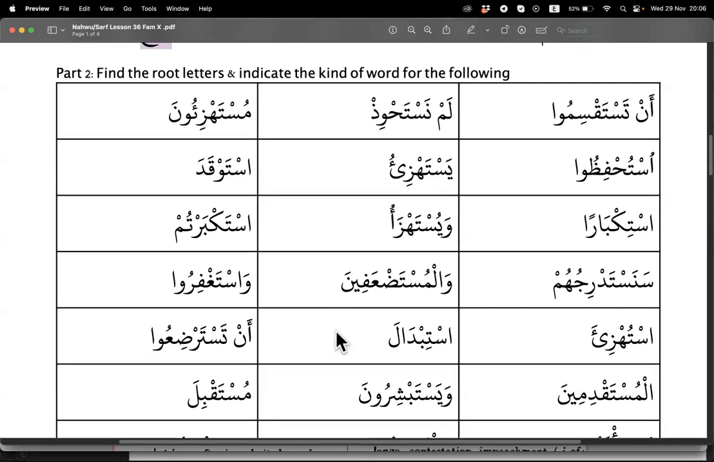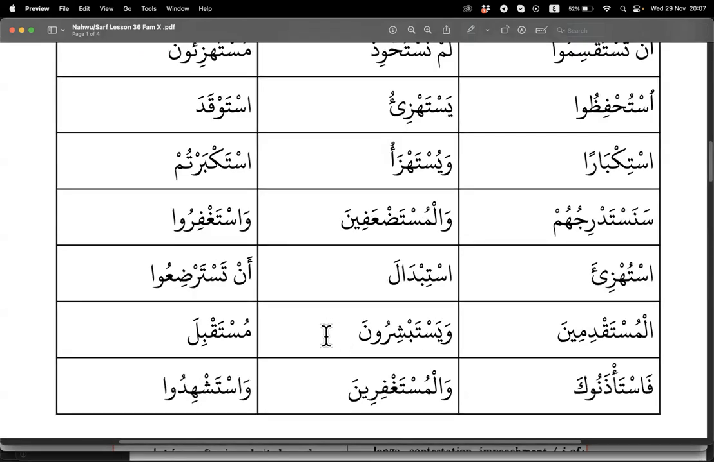Istibdala. Istibdala is masdar. Good. Root letters: ba dal lam. Very good. Next one. Wa yastabshiruna. Yastabshiruna is fi'il mudhari' hum. Root letter is bashara. Very good. Mudhari' marfu, mansub, majzum? This one mudhari' marfu.